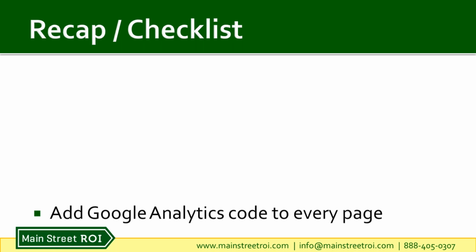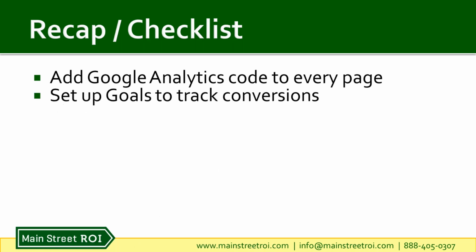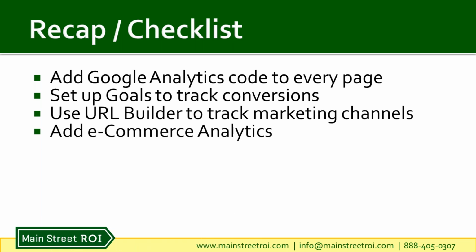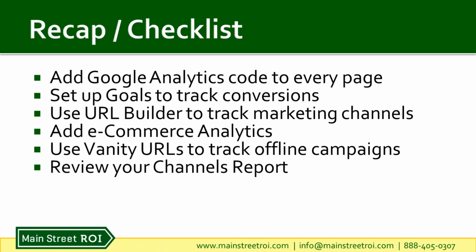All right, so we went through a lot here. Here's a quick recap. You can use this as a checklist. You want to add Google Analytics code to every single page on the site. Make sure you set up goals. Make sure you use the URL builder to track all of your different marketing channels. If you have an e-commerce site, then make sure you enable and get e-commerce analytics working. To track your offline marketing, you want to use a Vanity URL and have that redirect to the landing page using the URL builder tracking.